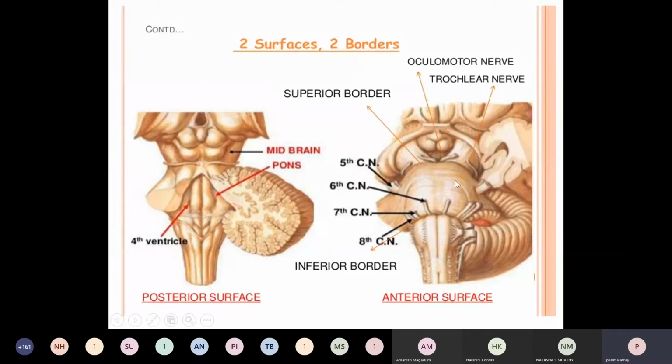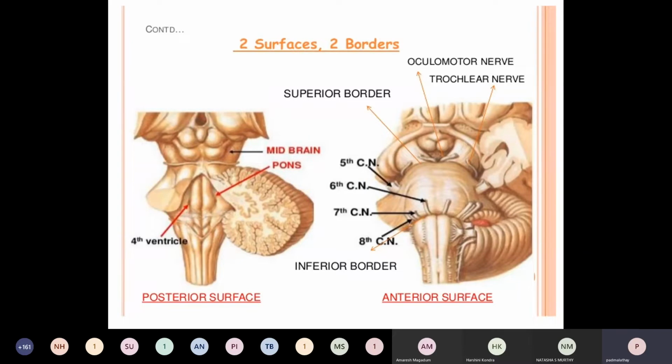Now, on the surface of the pons, you can see there are transverse ridges running transversely. These transverse ridges converge towards the cerebellum and form a peduncle called the middle cerebellar peduncle. The brainstem is connected to the cerebellum by means of three peduncles: inferior cerebellar peduncle, middle cerebellar peduncle, and superior cerebellar peduncle. The inferior cerebellar peduncle connects the medulla with the cerebellum. The middle cerebellar peduncle connects the pons with the cerebellum, and the superior cerebellar peduncle connects the midbrain with the cerebellum.